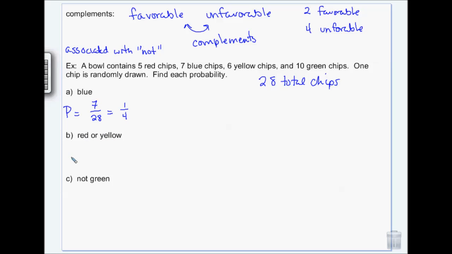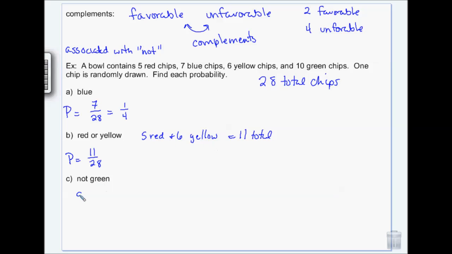Okay, red or yellow, right? Because I've got 5 red and 6 yellow. So that's 11 total. So I've got 11 over 28, which I can't reduce. So that's my probability of picking red or yellow.